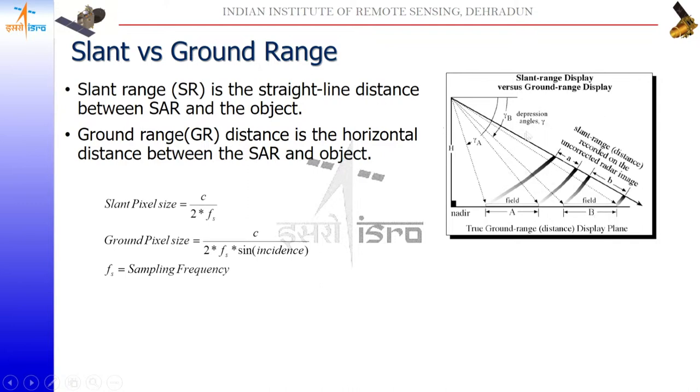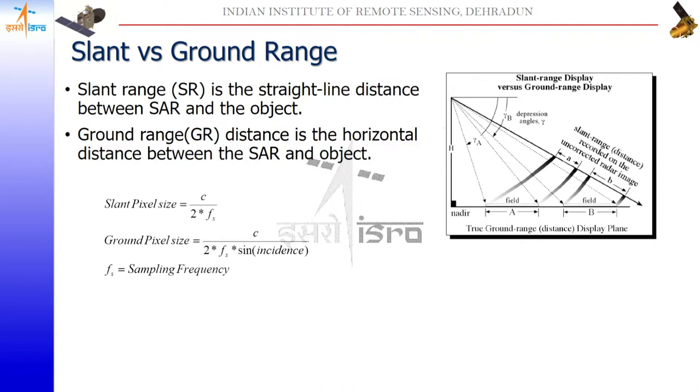It is called the zero Doppler plane. So all these features are coming in the slant range. So we have to project the data from the slant range to ground range. So the slant range pixel size, as I already told, is given by C by 2fs, but the ground range pixel size is given by C by 2fs upon sine of incidence angle. So it is a function of the incident angle.